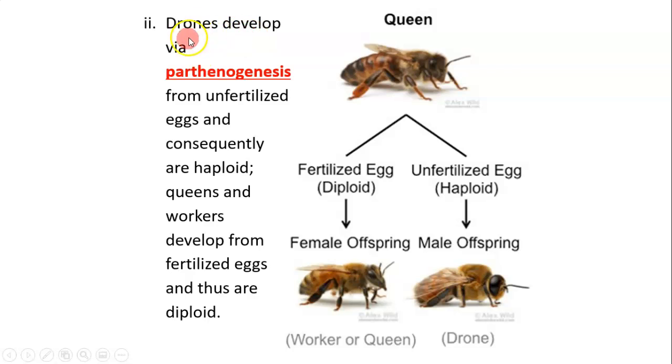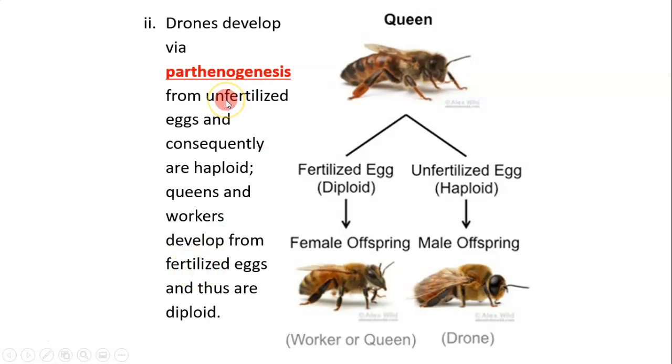Now, drones develop by something called parthenogenesis, which is from an unfertilized egg, which means that they only have one copy of every chromosome instead of two like you and I. So when you have one copy of every chromosome in your body, we say that's haploid, which humans are not. If you have two, you're diploid, which humans are. So di in science means two. So queens and workers develop from fertilized eggs, and thus they're diploid.